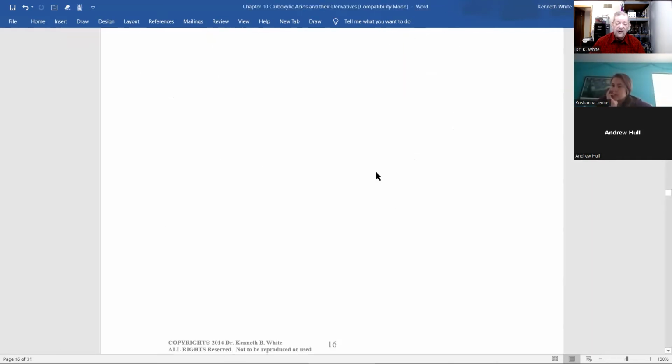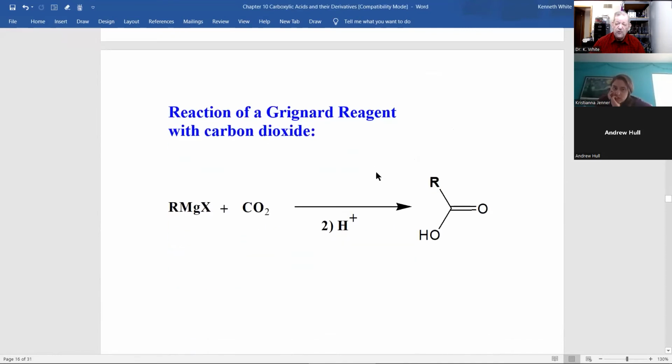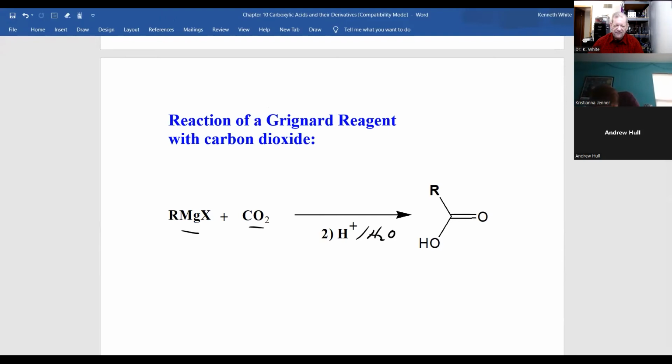Now, the next reaction I'm going to talk about is really cool. And I mean really, really cool. How cool? Minus 78 degrees C cool. All right, here we have a Grignard, carbon dioxide, and then acid and water. And you make a carboxylic acid that's one carbon longer than the Grignard you started with.